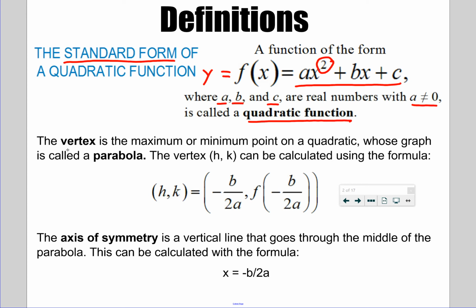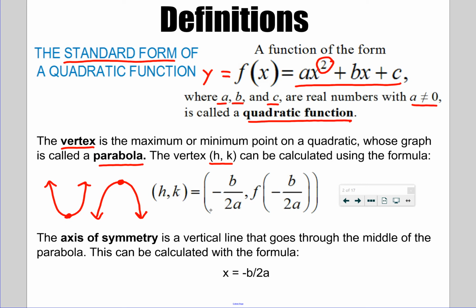The quadratic functions will have a shape called a parabola, which are going to look like this or like this. So it's going to be a U shape, either opening up or opening down, and we'll talk about that a little bit more later. The vertex is the minimum or maximum point. So it's going to be right in the middle of your parabola, the point that's the highest point or the lowest point.